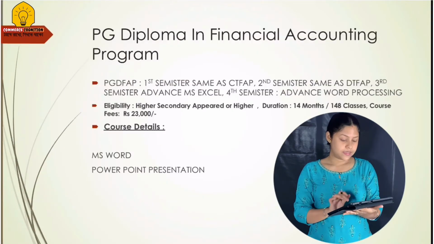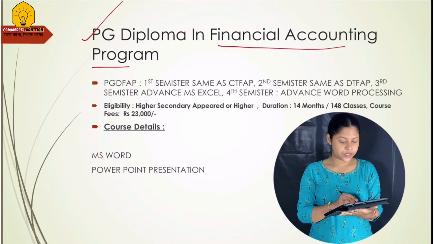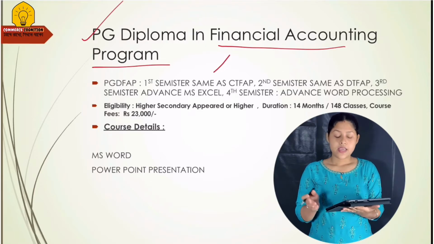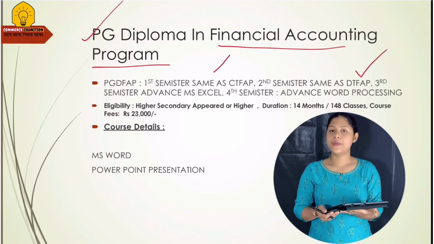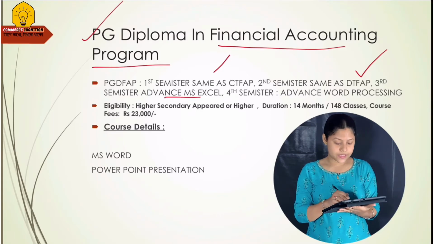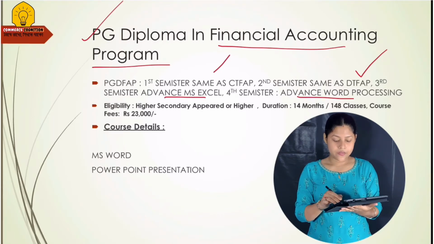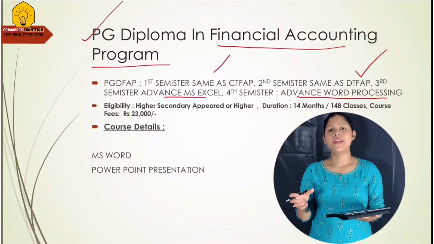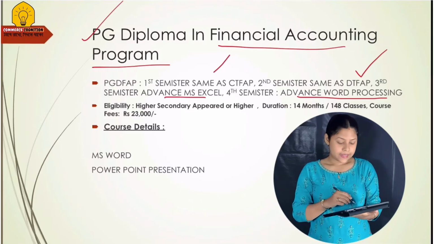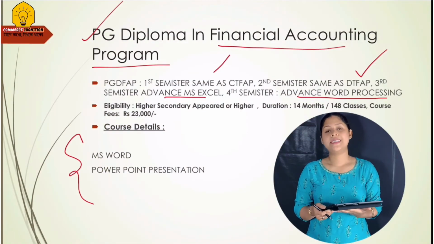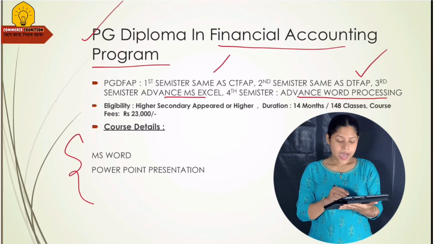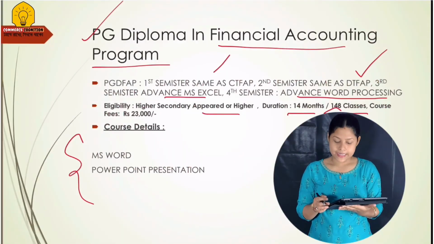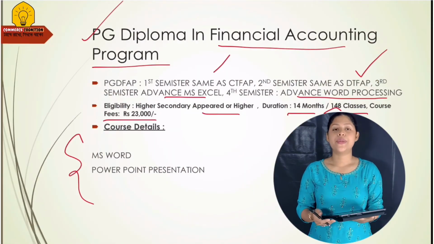And coming to the last, that is PG Diploma in Financial Accounting Program. Here the first semester is the same as CTFAP, the second semester as DTFAP, the third semester is Advanced Excel, and the fourth semester is advanced word processing. So in the fourth semester you are going to learn software like MS Word and PowerPoint presentations, that's all. For the PG Diploma course, eligibility will be the same as the previous, higher secondary appeared or higher, and the duration will be 14 months or 148 classes. The course fee will be 23,000.